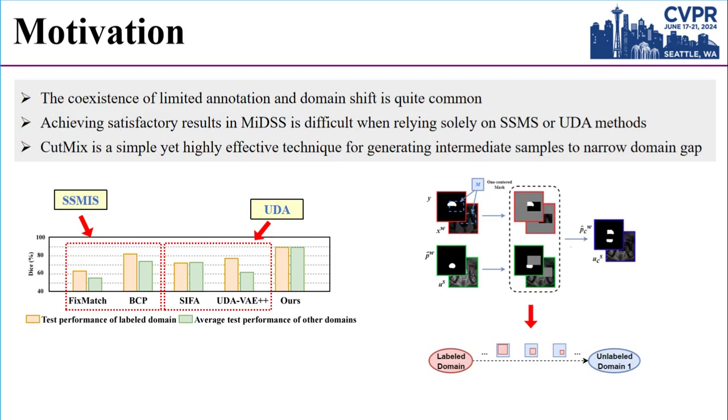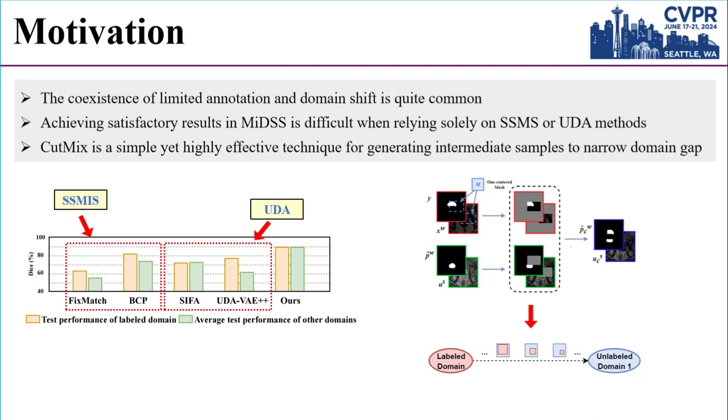During clinical data collection, the coexistence of limited annotation and domain shift is quite common. Traditional semi-supervised segmentation and unsupervised domain adaptation methods address one of these issues separately, and it is difficult to achieve satisfactory results in MiDSS when relying solely on SSMS or UDA methods. Our key insight is first to construct several intermediate domains among original domains to narrow the domain gap, and then emphasize knowledge transfer approaches upon these constructed domains.